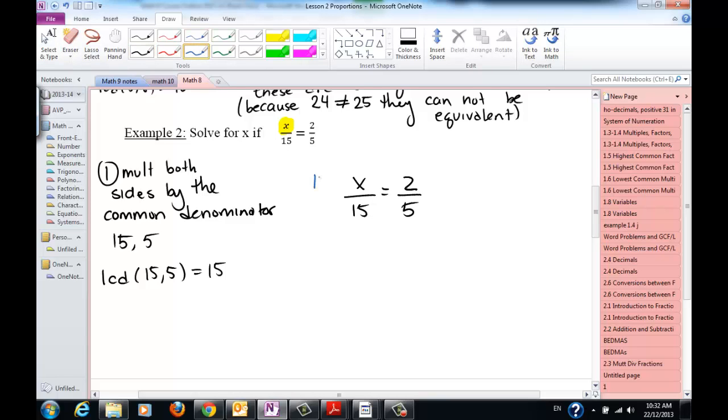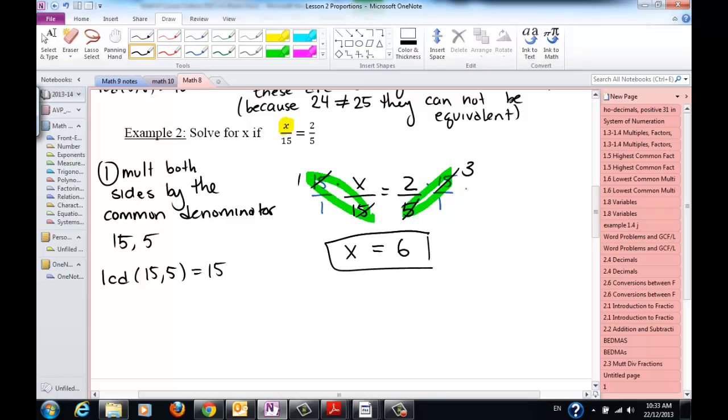If I multiply both sides by 15, remember this is like 15 over 1, and I can cross-reduce. So 15 divided by 15 is 1, and 15 divided by 5 becomes 3. On the left-hand side, I have 1 multiplied by x, which is x. The bottom is just 1 times 1, which is just 1, so we don't have to put it there. On the right-hand side, I have 2 multiplied by 3, which is 6, over 1 multiplied by 1, which is just 1. So my answer is x equals 6.